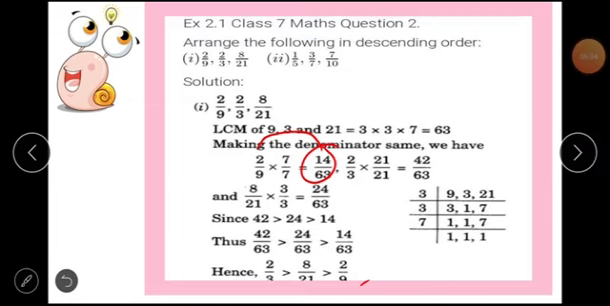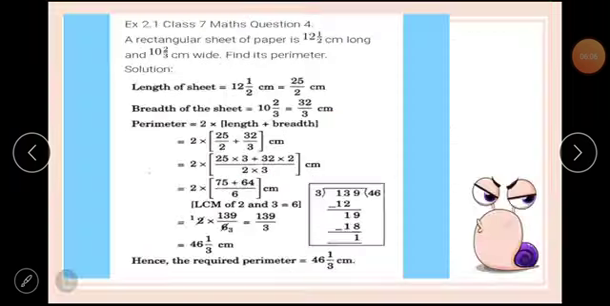So students, in this way you can arrange fractional numbers in ascending or descending order. Hope it is clear to all of you. Now the next question is question number 4. In question number 4, what is given?